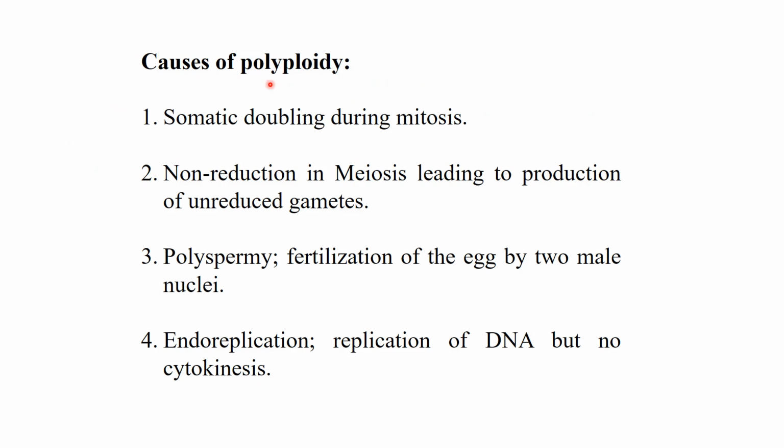Causes of polyploidy: somatic doubling during mitosis, के दौरान doubling हुई है तो वो separation नहीं हुई, then polyploidy. Non-reduction in meiosis 1, leading to production of unreduced gametes. जब gametes में reduction नहीं होगी, each gamete has the same number of chromosomes as in the parents, so non-disjunction, polyploidy. Polyspermy: fertilization of an egg by 2 male nuclei, and replication of DNA but no cytokinesis. Replication तो हो रही है लेकिन cytokinesis, दो cells नहीं बन रहे. This condition also leads towards polyploidy.